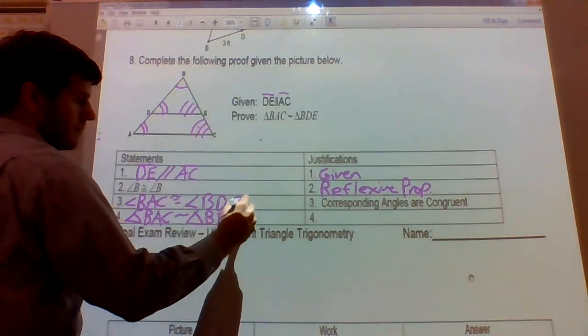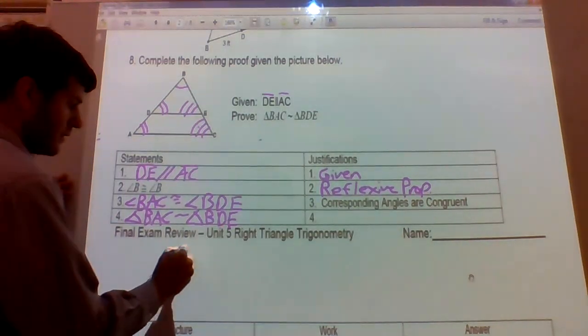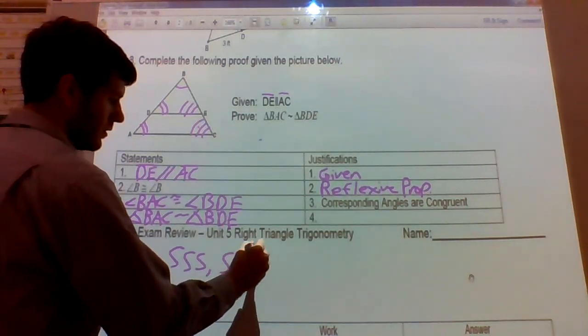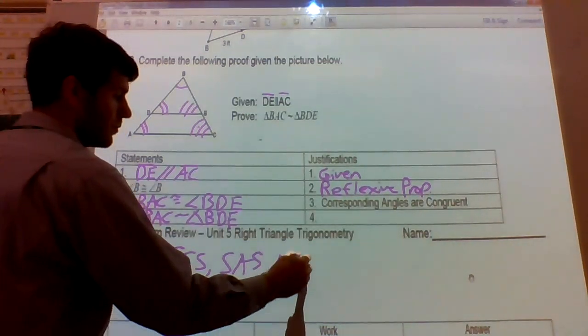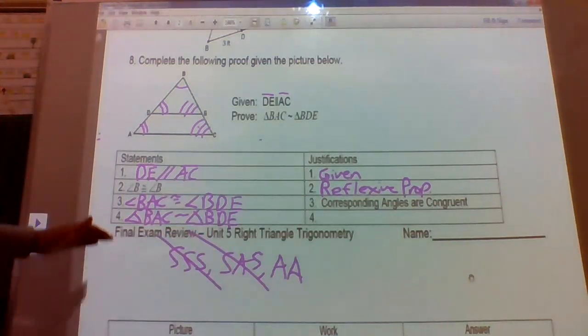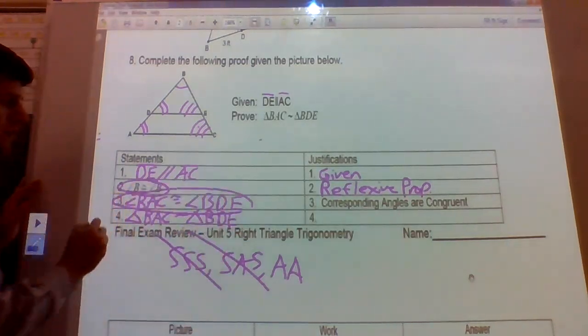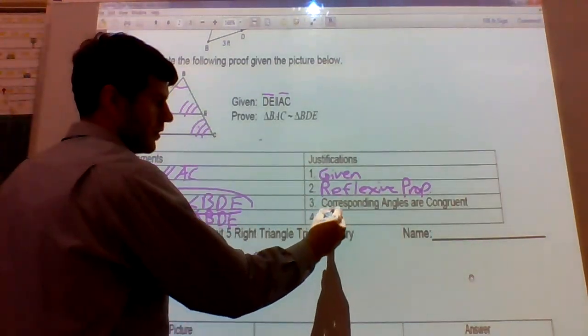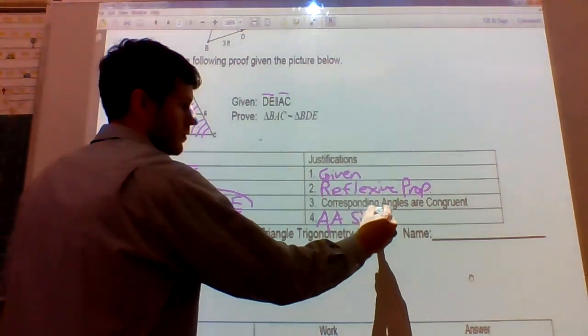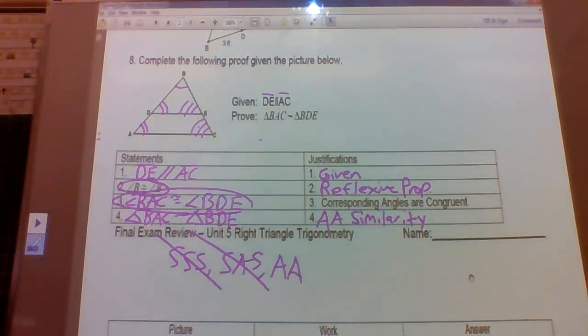And then for 4, what theorem are we using? Well, we don't have any information on sides, right? Our three choices, again, are side-side-side, side-angle-side, or angle-angle. We don't have any information on sides here, so it can't be side-side-side. It can't be side-angle-side. It's got to be angle-angle. Here's one pair of congruent angles, and here's a second pair of congruent angles. So that's angle-angle similarity.